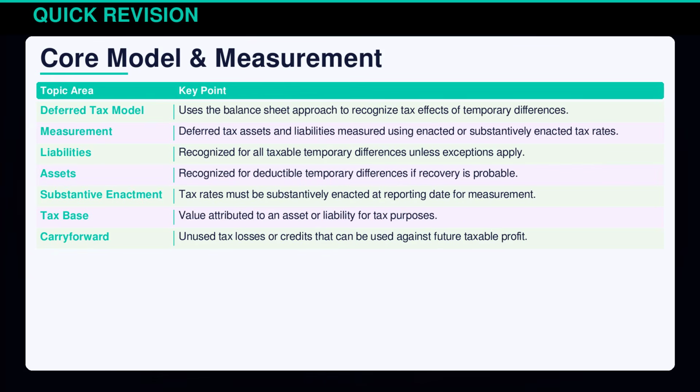The deferred tax accounting model under AASB 112 employs a balance sheet approach, capturing tax impacts of temporary differences. Measurement relies on applicable tax rates. Recognizing deferred tax liabilities is mandatory, while assets hinge on probable recovery. This nuanced model underpins precise tax accounting.